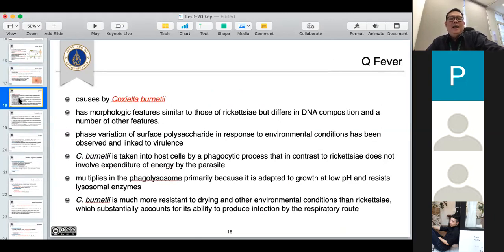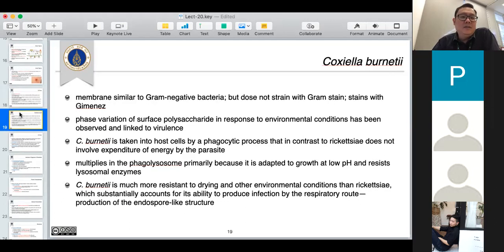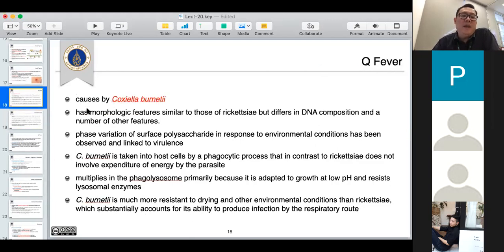Another one is Q fever. Q fever is caused by bacteria formerly in the Rickettsia group, but changed to the genus Coxiella burnetii. Coxiella burnetii mostly causes disease quite similar to Rickettsia. Actually, the details of the disease may not be so important for you guys because they are less important in Thailand. But you probably know that Q fever is caused by Coxiella burnetii.